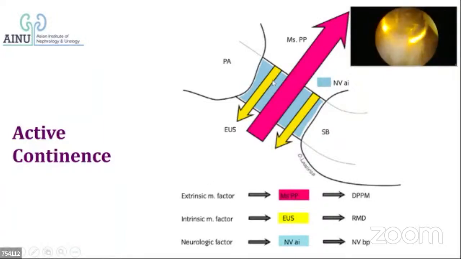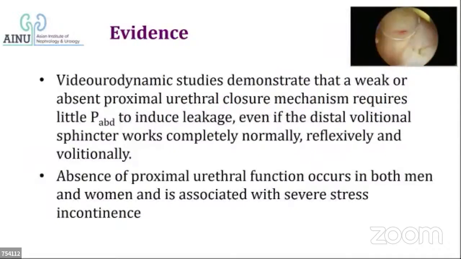Whenever there is active continence, meaning whenever there is a cough or a strain, the action of the EUS pulls the urethra towards the median raphe posteriorly, and the pubourethralis muscle pulls the urethra anteriorly. So the compressive action of these 2 muscles prevents incontinence actively, that is, when there is a cough or a sneeze or something like that. That is very evident on urodynamic studies.